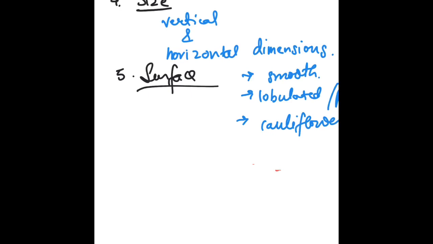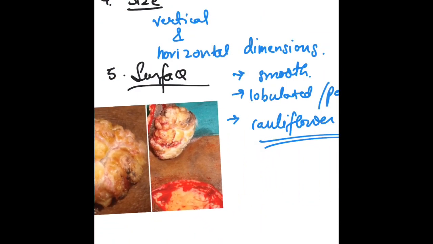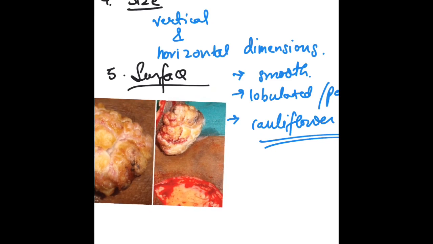Now what do you mean by cauliflower? What we mean by cauliflower shape, I have an image again here. See this swelling. The surface, how you define this, is very well known as cauliflower shape of the swelling. And what does it signify? A cauliflower shaped swelling signifies that this is undoubtedly squamous cell carcinoma. Okay.